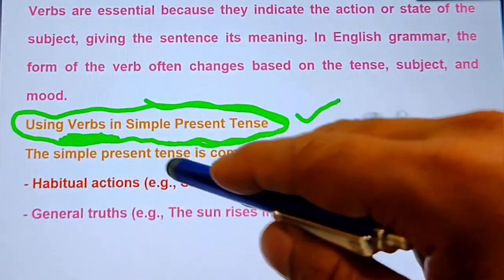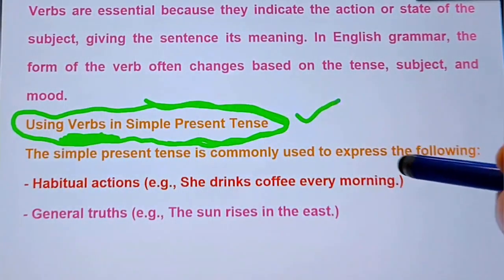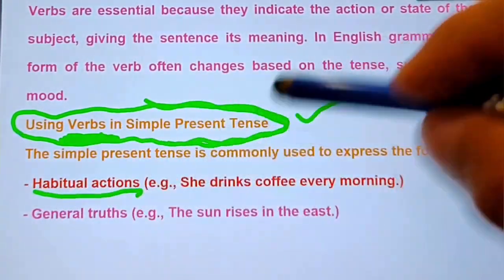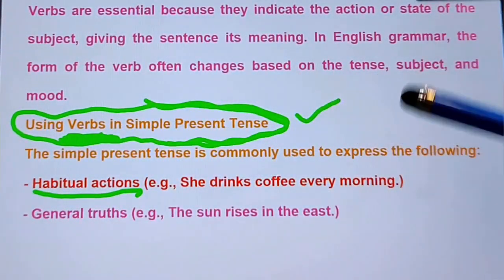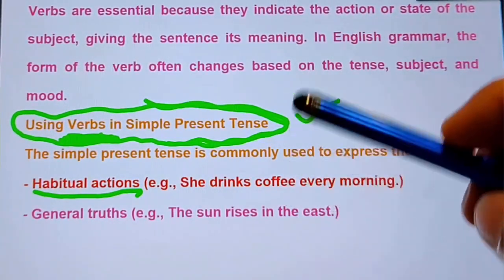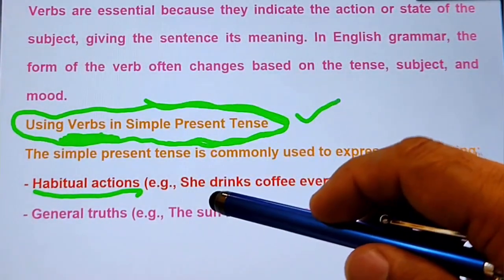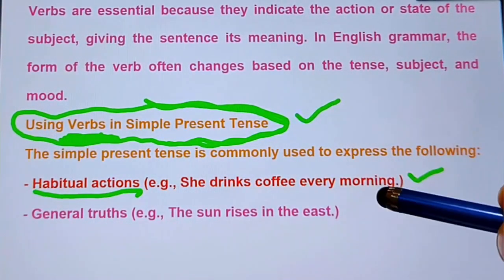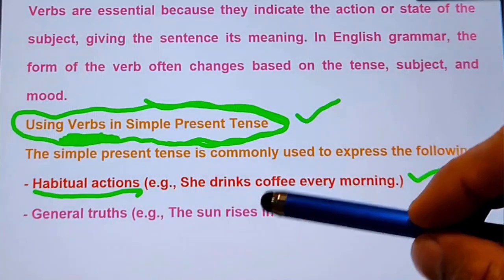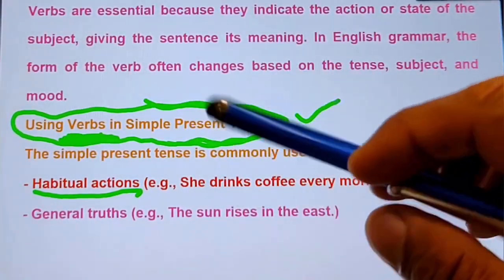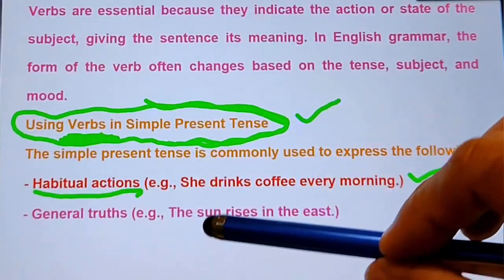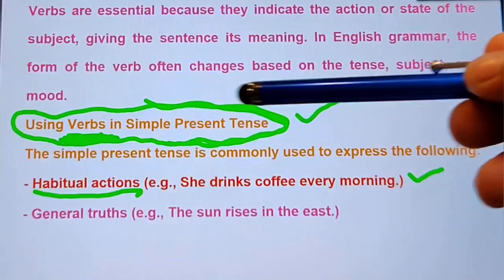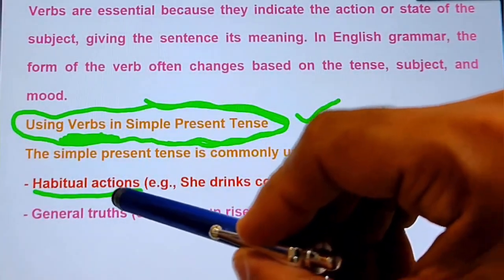The simple present tense is commonly used to express the following. Habitual action. We use simple present tense to express habitual action. For example, she drinks coffee every morning. That's her habit, having a coffee in the morning time. So this describes her habitual action of having coffee in the morning. Therefore, we use simple present tense for habitual action.